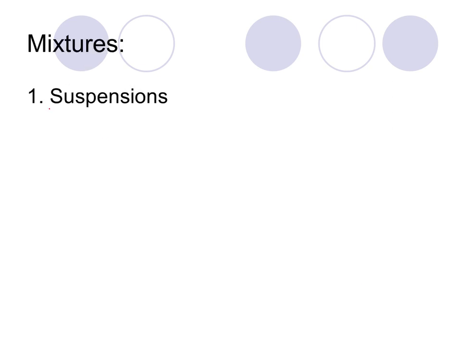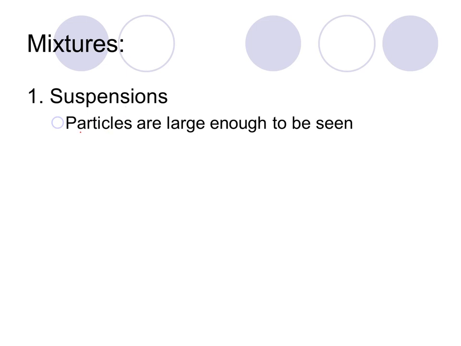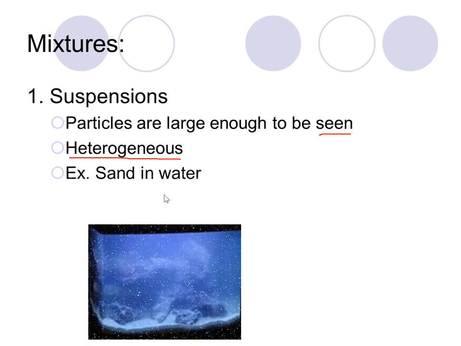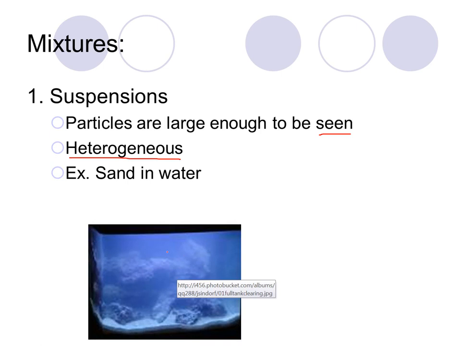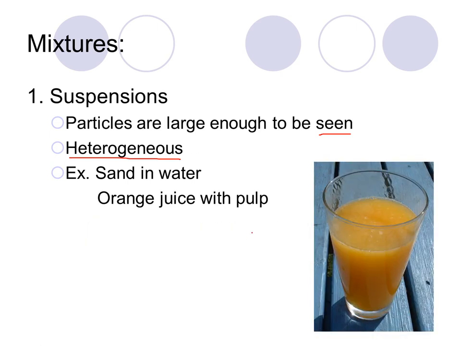So looking at mixtures, we have several different types of mixtures which we can fit into one of the two categories of homogeneous or heterogeneous. Suspensions are mixtures where you can actually see the particles that are in them. Because of this, they fit into the heterogeneous category. We can see the different bits that are in there. So for example, if you have little bits of sand suspended in water, we call that a heterogeneous mixture, a suspension. If you have orange juice with little bits of orange, the pulp, in there, you can see the pulp and you can see the orange juice, two different parts to it, so it is also a suspension.